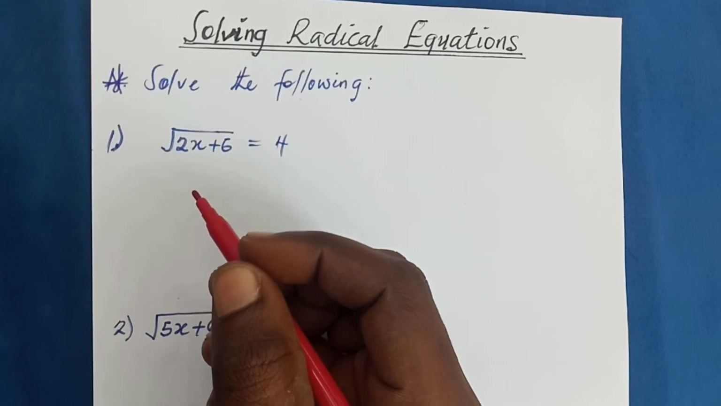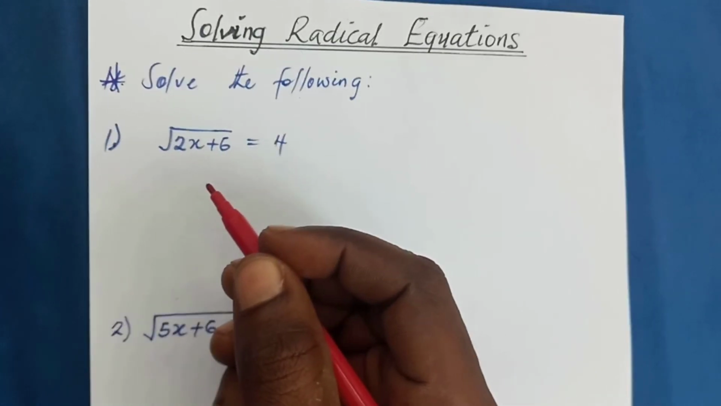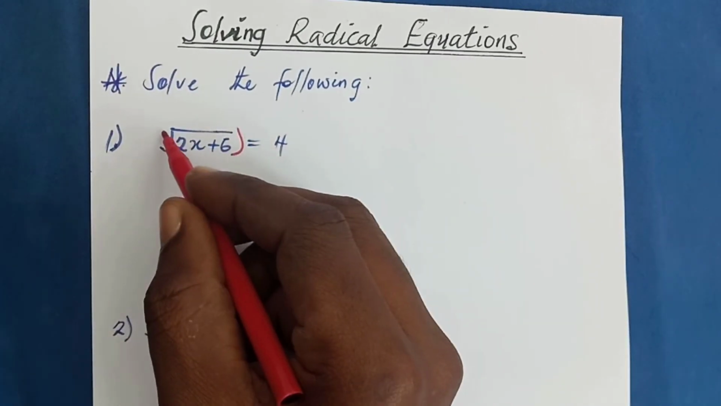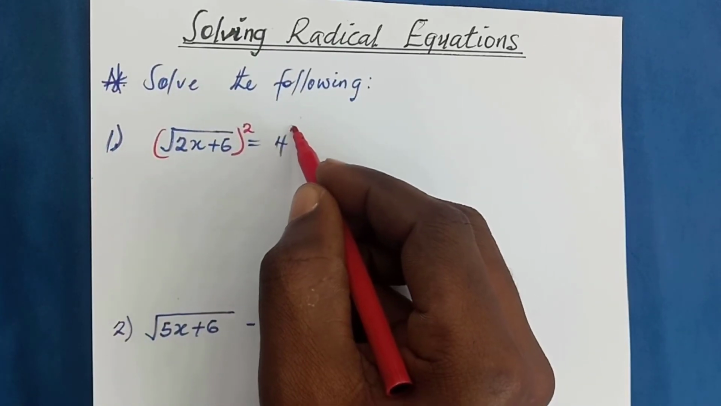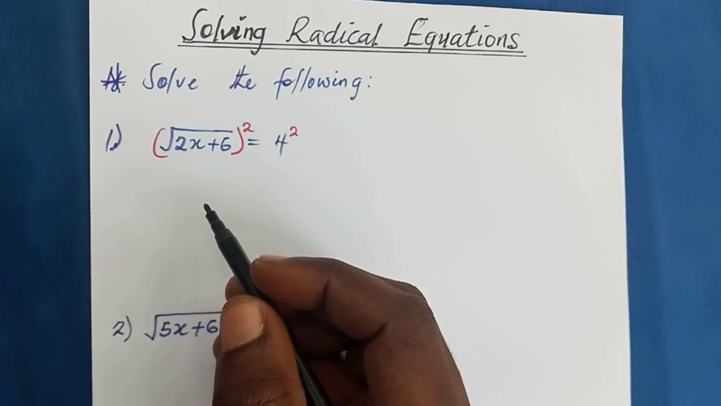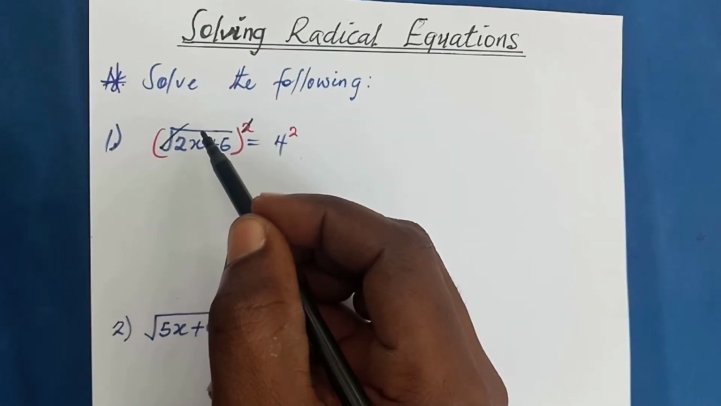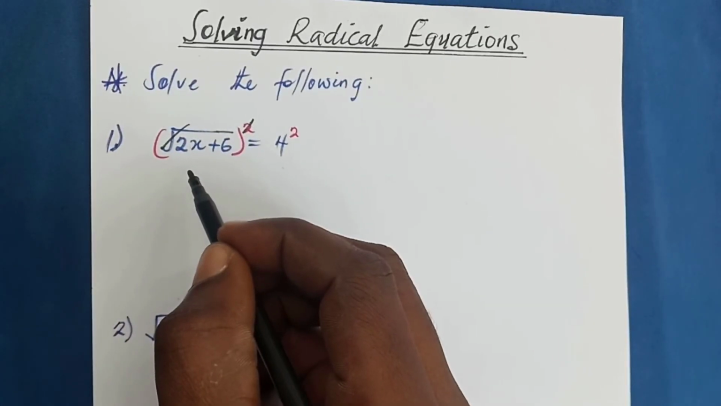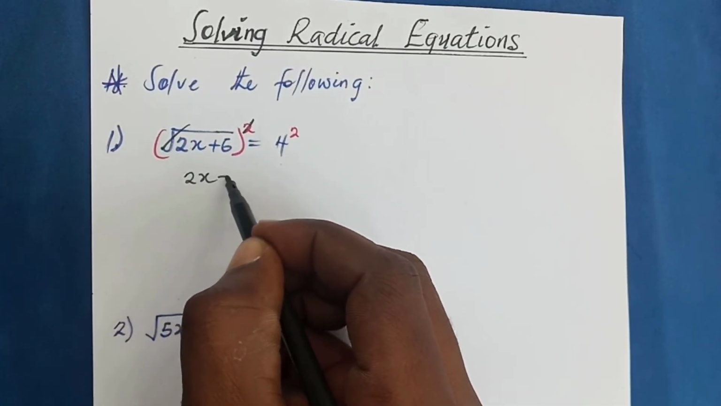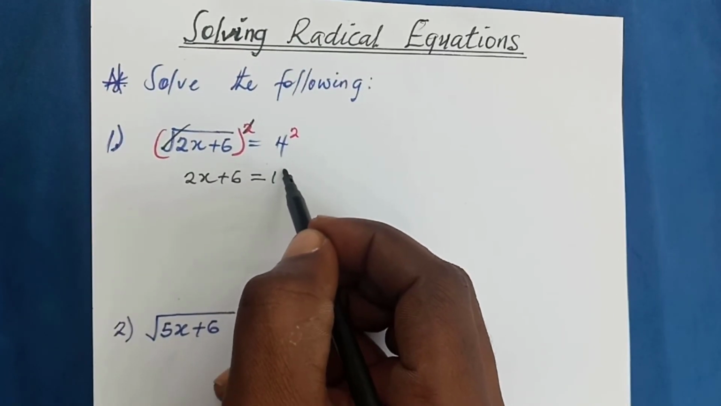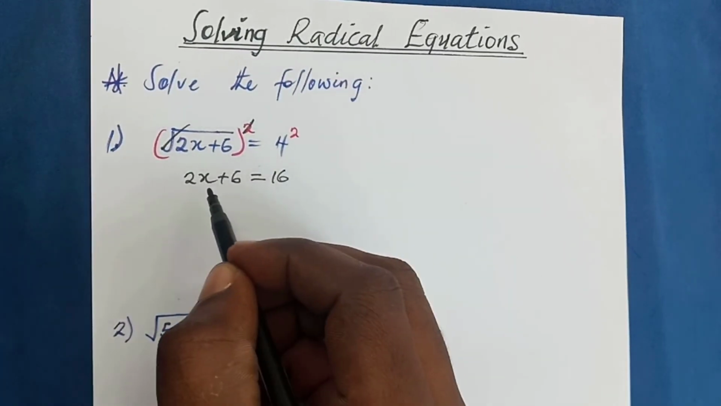To do that you have to do the reverse of a square root, by squaring both sides of the equal to sign. So if I square it like this, the 2 over here will cancel the square root, and then you are left with 2x plus 6, which is equal to 4 squared, which is 16. Alright, so we solve for x.